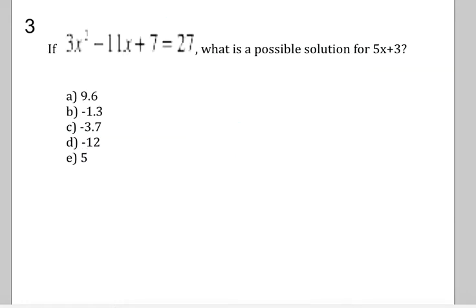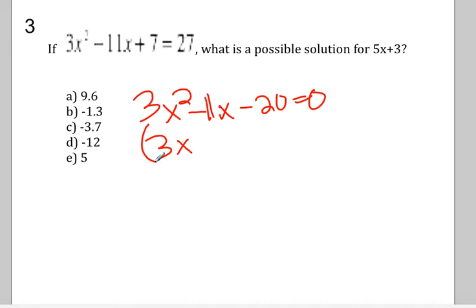All right, pause the video. All right, this one, a little bit more work. Certainly doable, though. You're going to have 3x squared minus 11x plus 7 equals 27. So it's basically a quadratic, and it's factorable. So you're going to have 3x squared minus 11x, and then minus 20 equals 0. So you want to get it equal to 0 so that you can factor it. It does factor right into 3x plus 4 and x minus 5.